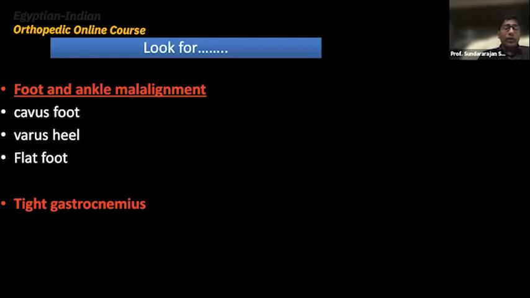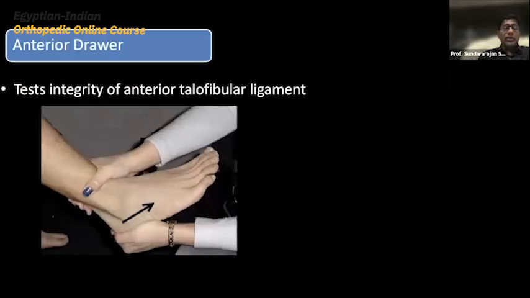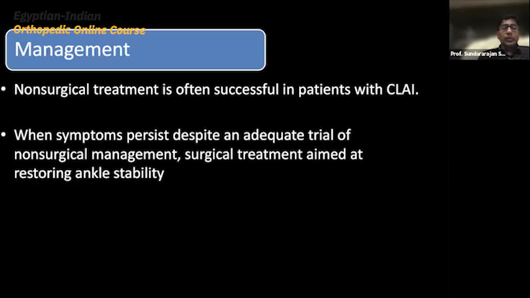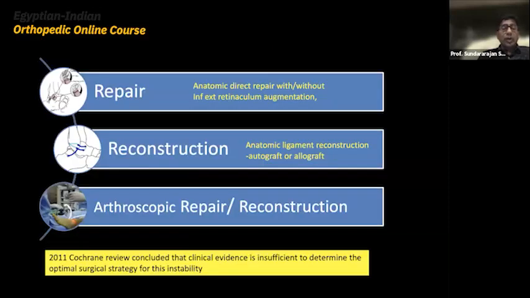Also look for a tight gastroc. If it is there, you have to release it. Also test the integrity of the anterior talofibular ligament. One is the anterior drawer test, another is the talar tilt test. The talar tilt test also gives you a clue that it is not an ATFL injury alone; it could be the calcaneofibular ligament also. You can manage these cases conservatively with rehabilitation, like peroneal strengthening exercises and tendo-Achilles stretching exercises. If it fails in spite of conservative treatment, then you can do an open or arthroscopic repair or reconstruction.